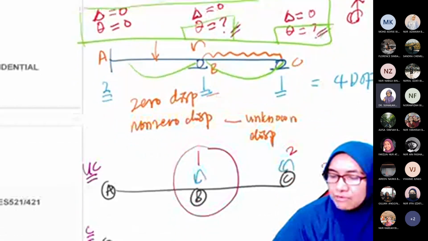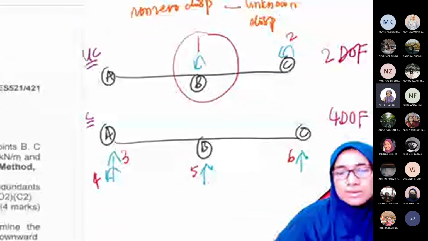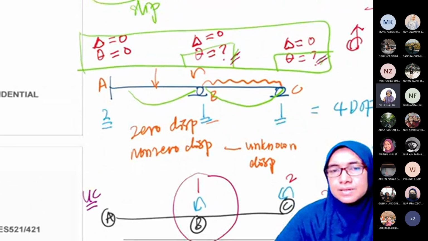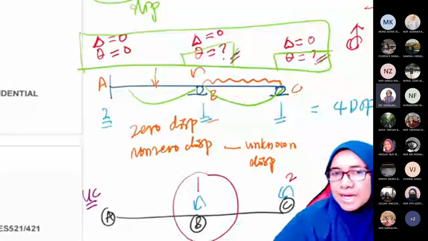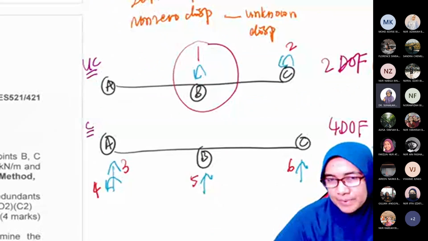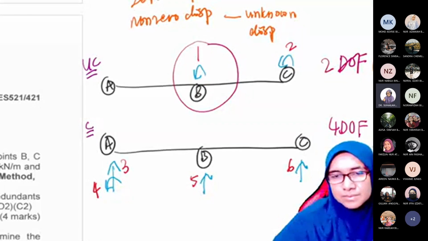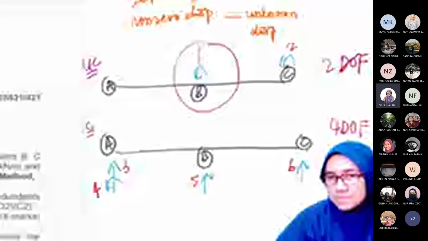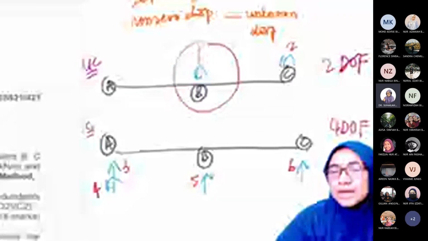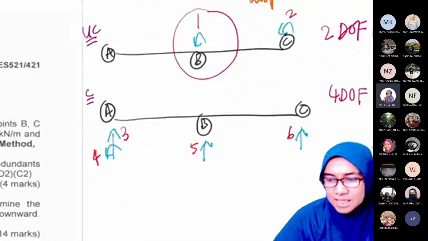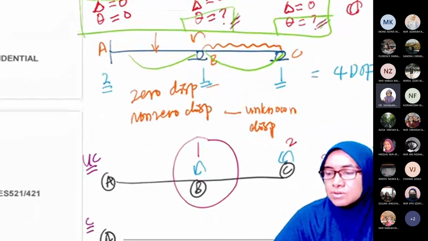D4 is rotation at A. Next, D5. D5 is delta at B. D6 is delta at C. Okay, delta at C.